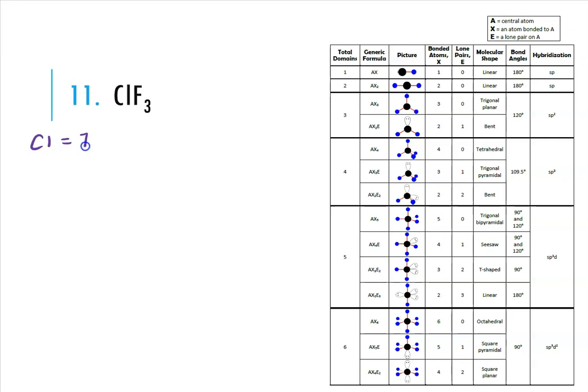Next up, ClF3. Cl is in group 17. F is also in group 17, and I have 3, so that's 21. So here I have a total of 28 valence electrons. I have 1 Cl, so I'll put that in the middle.